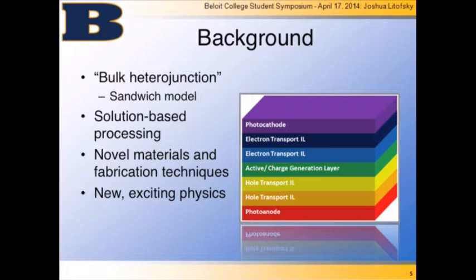As it was described to me the first day of my job over the summer, you have the photocathode and the photoanode as the pieces of bread. The charge generation layer is the meat, and then you have your tomatoes, your lettuce, and in my case, lots and lots of ketchup.